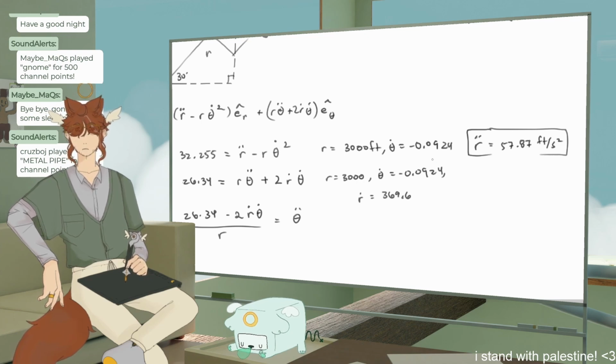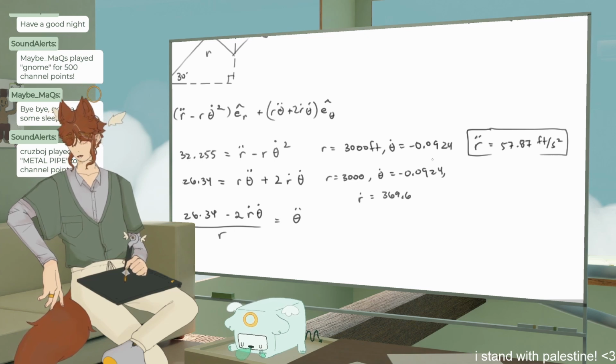Okay, I'm gonna do the 2 R dot theta dot first. So that would be, I'll take the full value, why not? Times theta dot. It's 2. Okay, 64 something. Then we have 6 minus this, and this divided by 3000. Negative 0.0139.